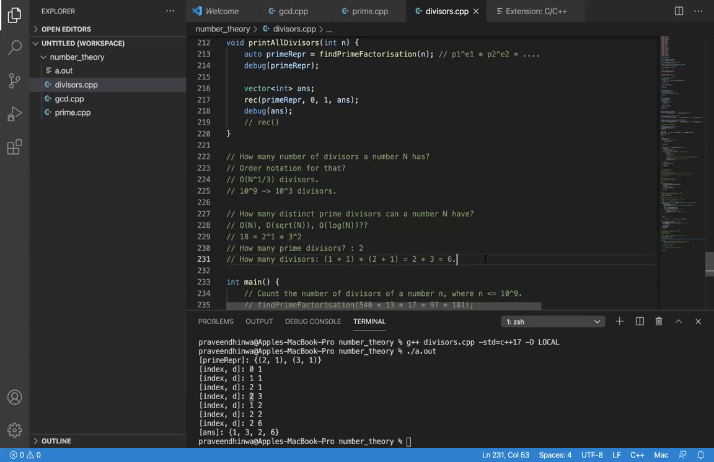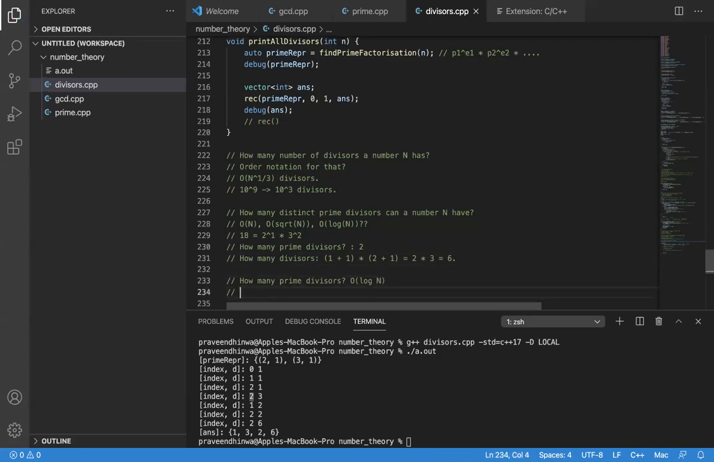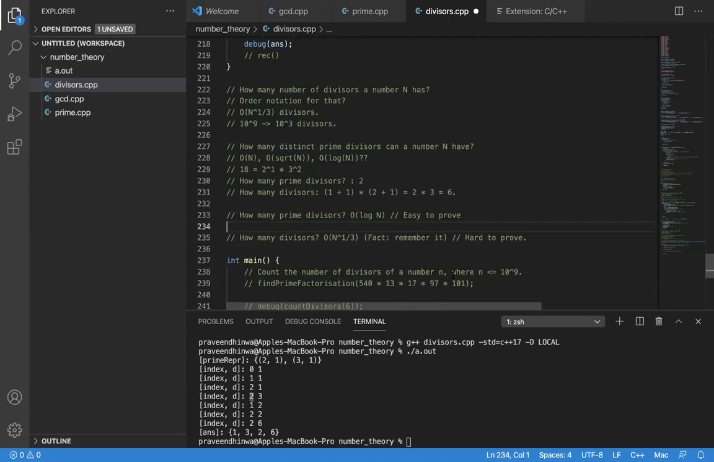So you can see that the number of prime divisors is very small. The number of prime divisors for a given n is order of log of n. How many divisors for n? It will be order of n power 1 by 3. So this is a fact. You can just remember it. It is very hard to prove. This one is easy to prove; this fact is hard to prove. Just remember it. It may be useful at some place.